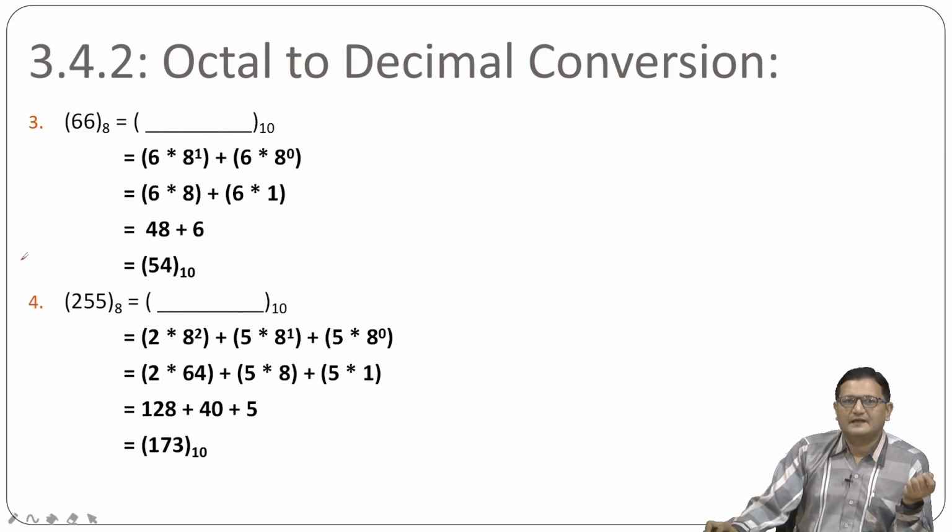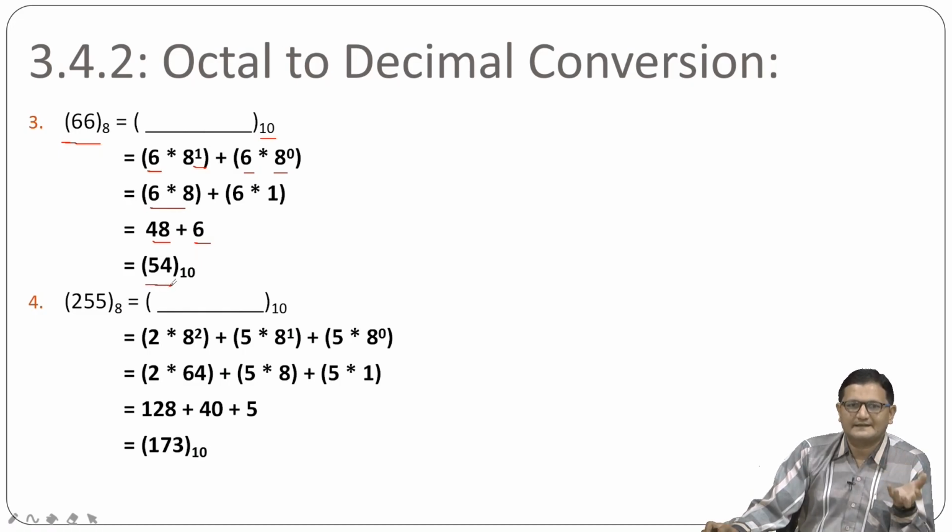Similarly, another octal number is given for your practice, 66, and you need to convert it into decimal form. A 2-digit number is given, so 6 and 6 are the first and second digits. We multiply them with 8 raised to 0 and 8 raised to 1. Now, 8 raised to 1 is 8, 8 raised to 0 is 1. 6 eights are 48, so we mention 48 here. 6 into 1 is 6, so 6 is here. 48 plus 6 makes 54. So 54 is the decimal number.